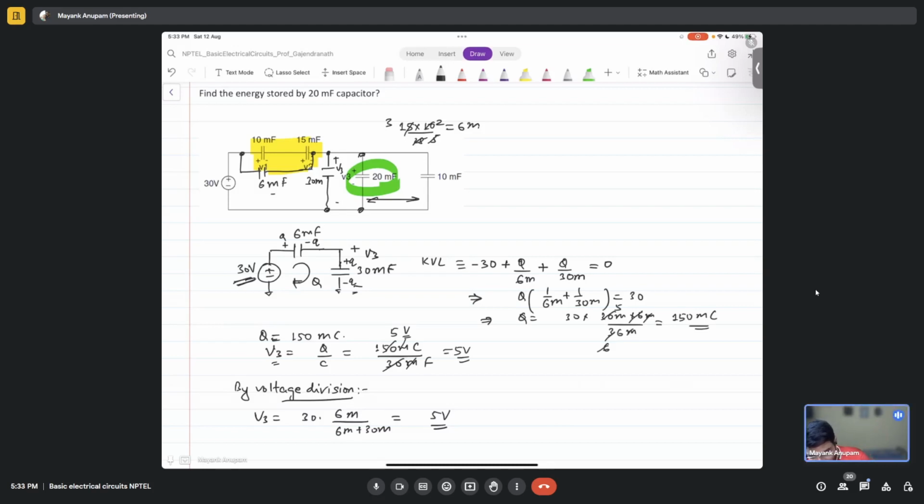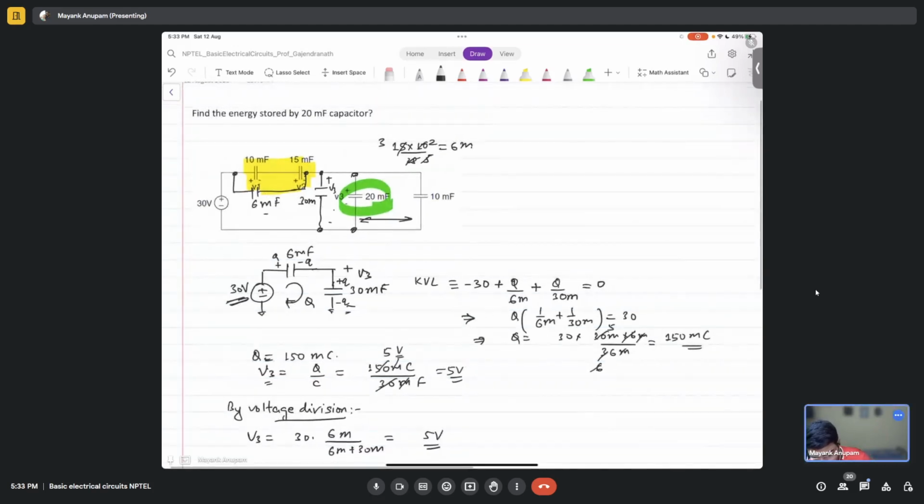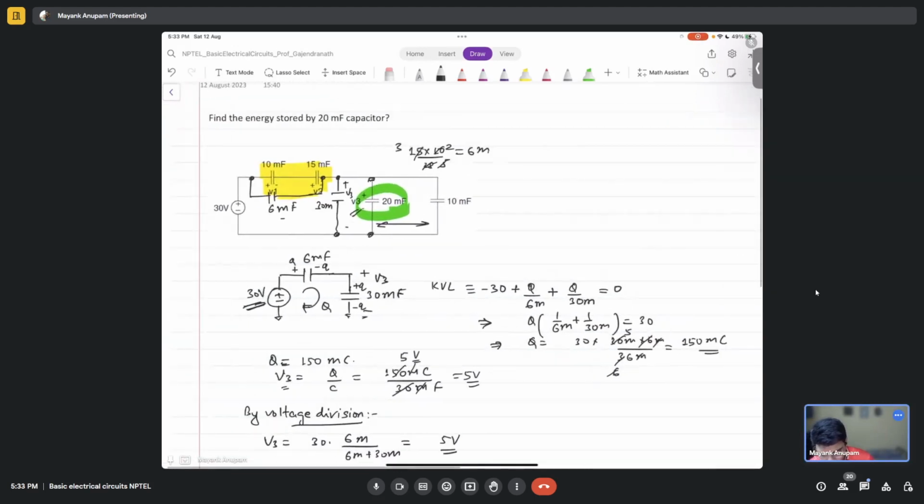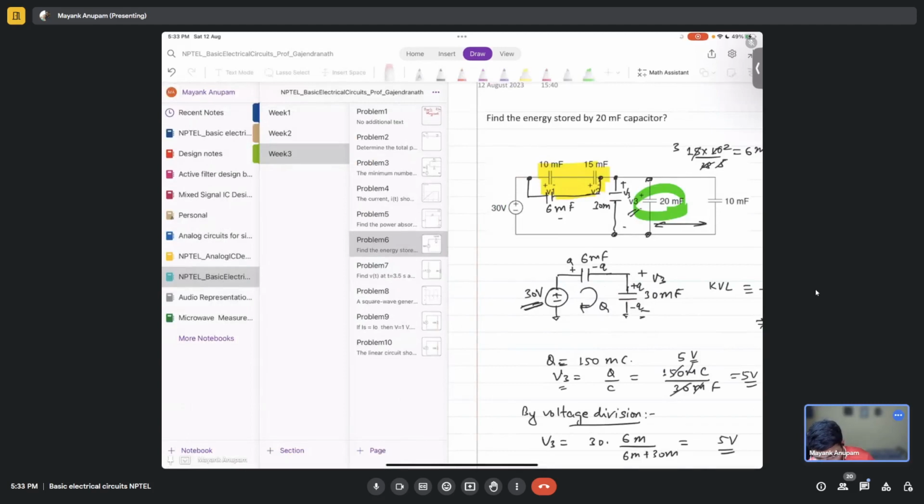All right. So correct. So this is V3. V3 is simply 5 volts, which we obtained. Okay. Let's move forward to problem number 7.